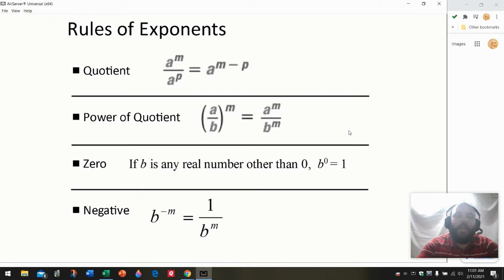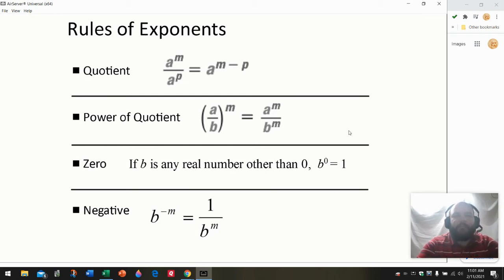There are four. The first one is called the quotient. The second one is the power of a quotient. The third is the zero. And then the fourth is a negative exponent. It just says negative, but it's a negative exponent. So I'm going to show you an example of each one of these right beside the actual property you see listed so you can understand what it means.